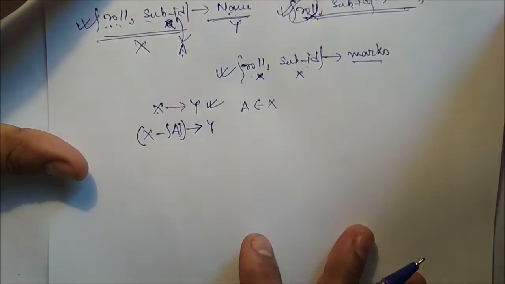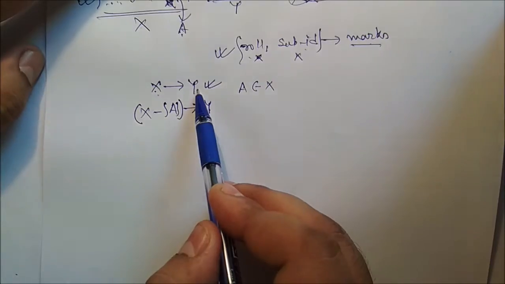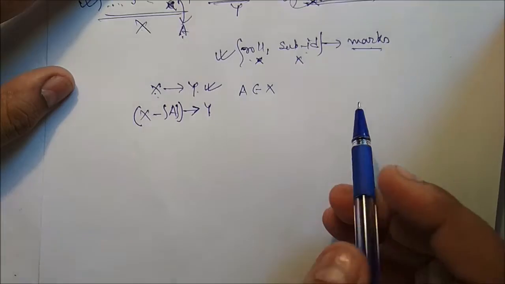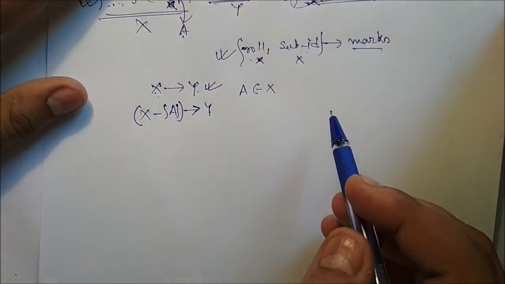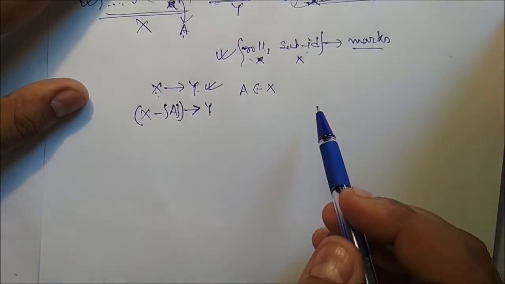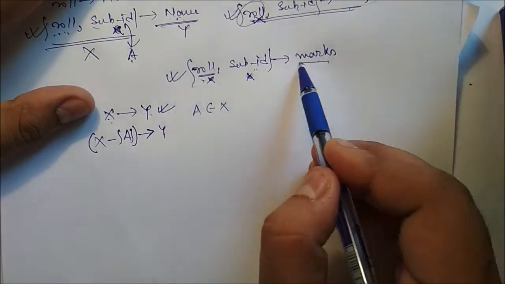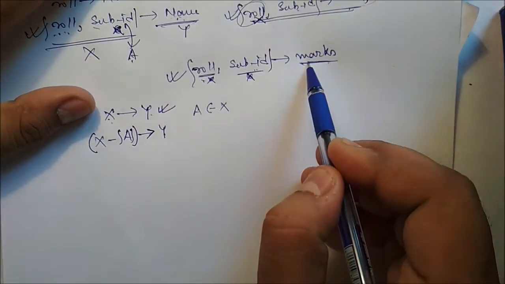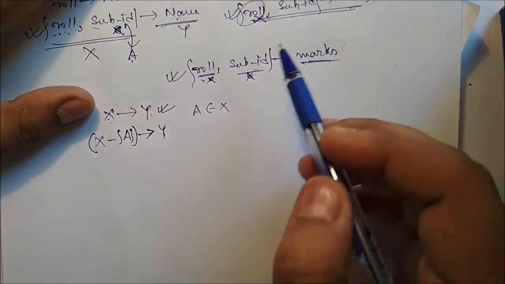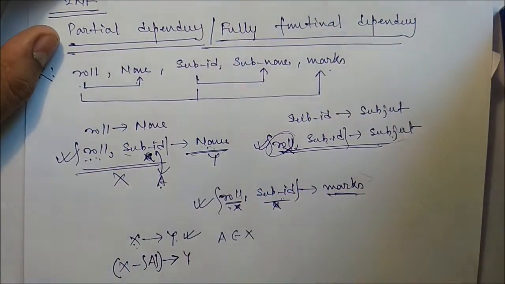And what is fully functional dependency? A functional dependency X determines Y is a fully functional dependency if removal of any attribute A from X means that the dependency does not hold anymore. That is, for any attribute A belonging to X, X minus A does not functionally determine Y. So we can see roll number and subject ID: if you remove the roll number, we cannot identify marks, and if you remove the subject ID, you cannot identify the particular marks. So this is an example of fully functional dependency. Just remember partial dependency and fully functional dependency.